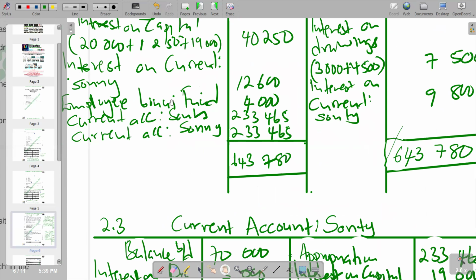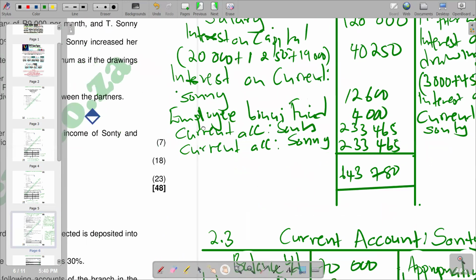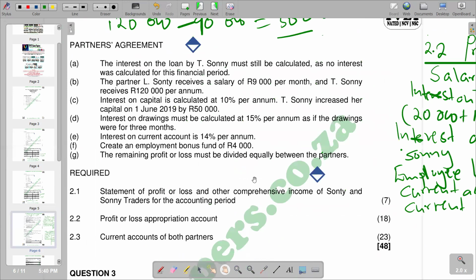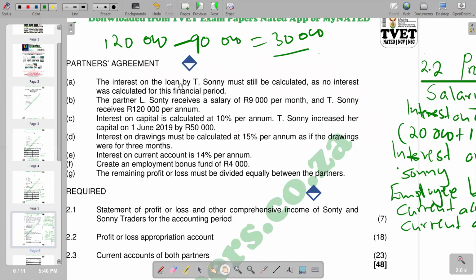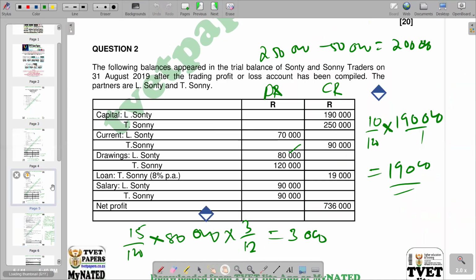We are saying we are able to adjust it in the current, but we have the issue of, and this becomes the last one that we have on the debit side, the share of profit, we have already entered it. And then we check the issue of loan, and it reads interest on loan by T Sonny must be calculated as no interest was calculated for this period. So interest on loan, obviously, we're going to calculate it for the year.